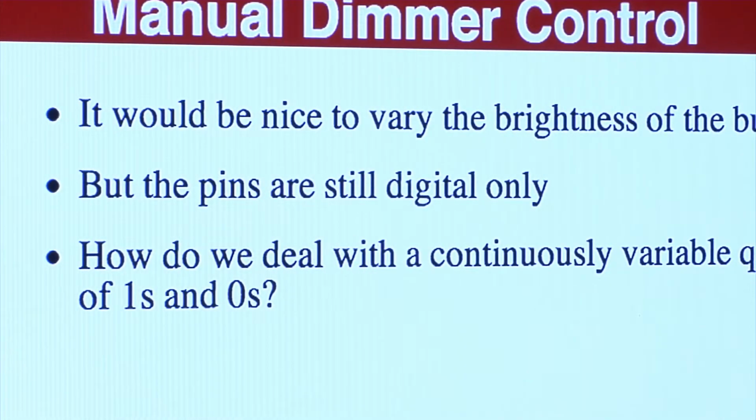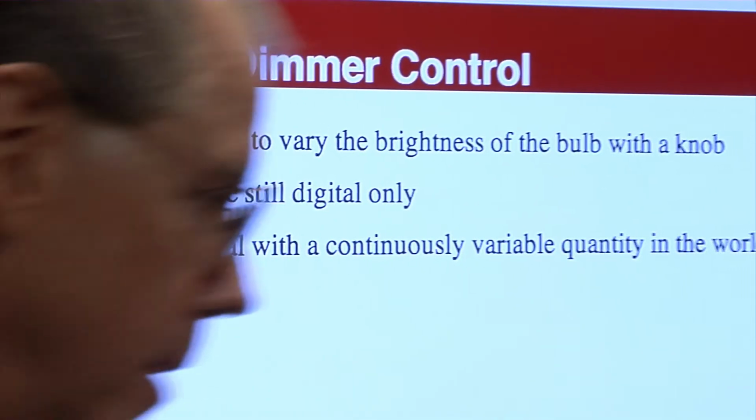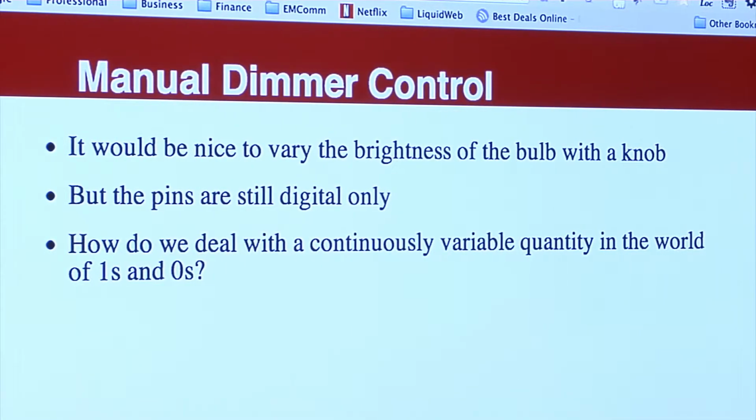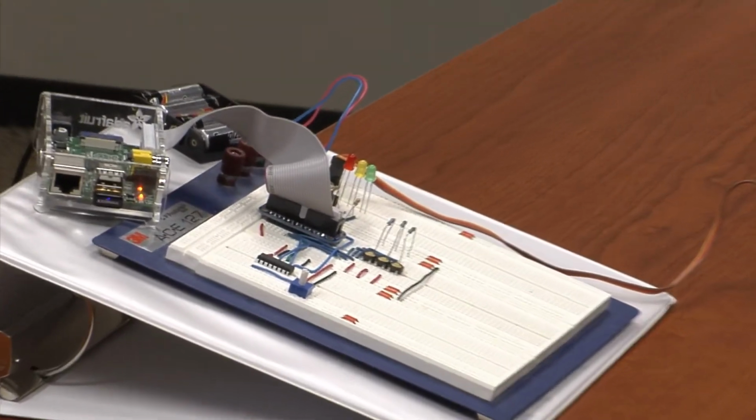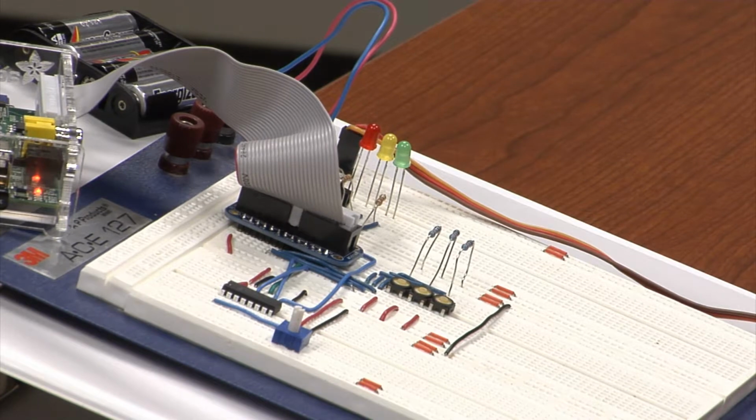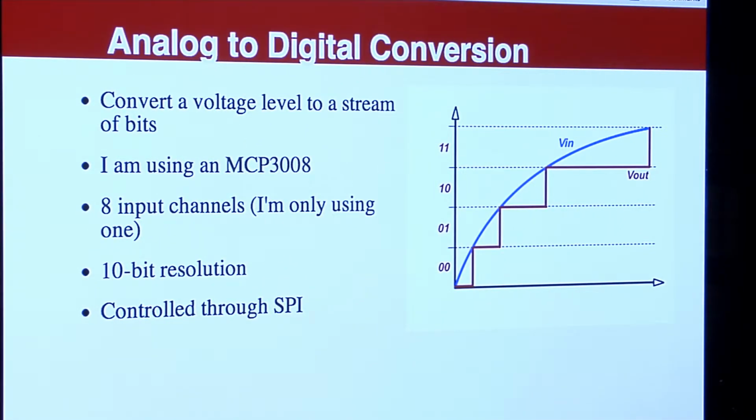Okay, now it would be nice to be able to do that with a knob. We've got a potentiometer right here that we can turn, and we'd like to vary the brightness of that LED with that knob. But as I said before, the pins are digital. To make that work, we're going to have to use an A2D converter. An A2D converter is going to take the voltage level and convert it to a series of bits. In this case, I'm using an MCP 3008. It has 8 input channels, 10-bit resolution, so you're going to get values between 0 and 1023. And it's controlled through SPI.